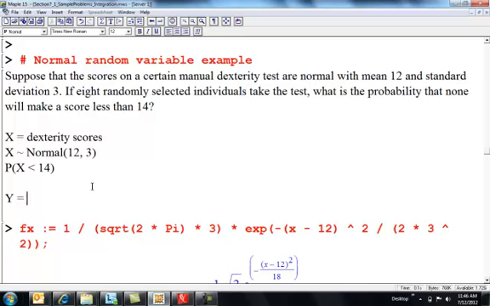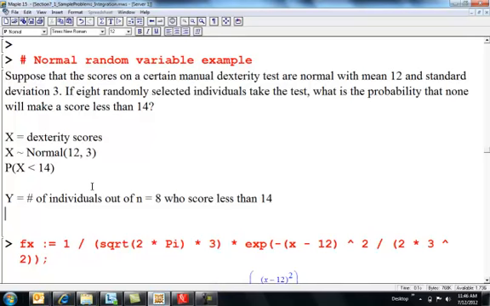8 individuals are selected. What's the probability that none will score less than 14? Y is the number of individuals out of n equal 8 who score less than 14. Scoring less than 14 has probability 0.7474, and n equals 8. So this is a binomial. We're really just finding the probability of no successes in a binomial. Actually, I don't even have to do it as a binomial.